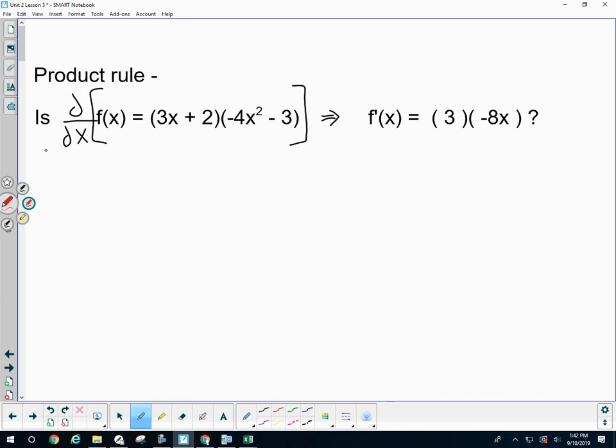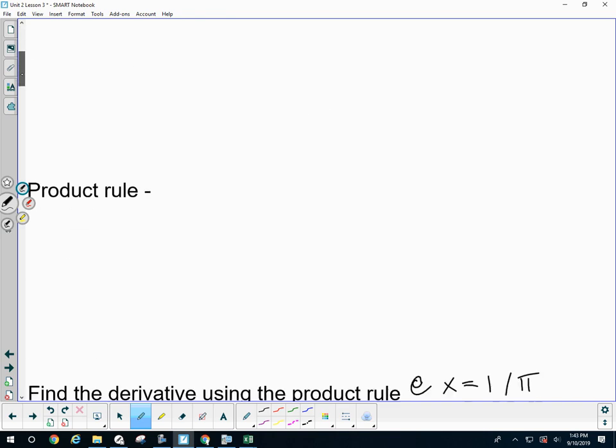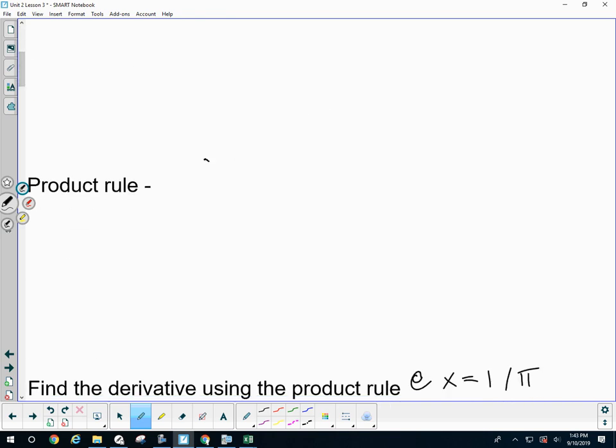So, is the derivative of 3x plus 2 times negative 4x squared minus 3 times negative 8x? It's definitely not. Now, a way you could kind of see that, again, is to simplify and then take the derivative. But I'm going to show you how, you know what, don't spend a lot of crazy time simplifying this. You're going to use this product rule. Here's the product rule. And then we'll go back and we'll write the derivative without simplifying.